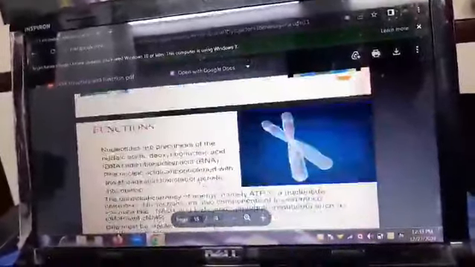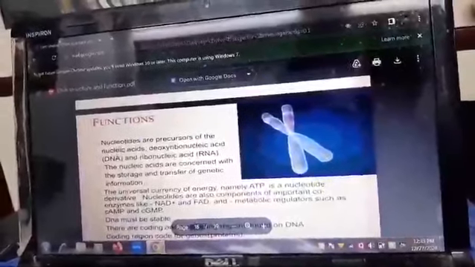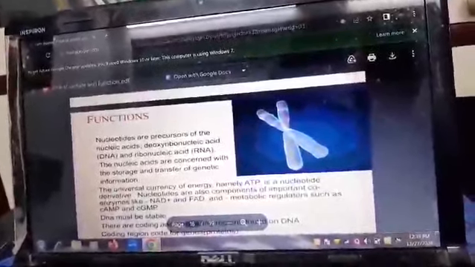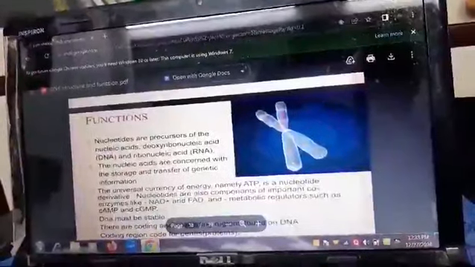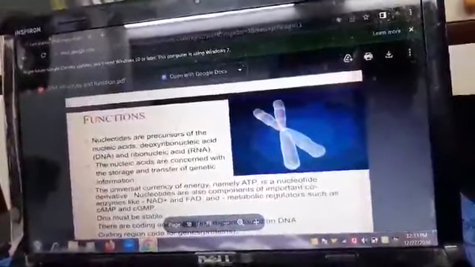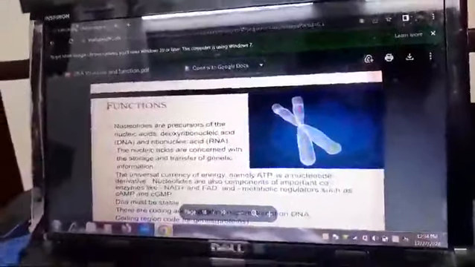And next, function. Nucleotides are precursors of the nucleic acids, deoxyribonucleic acid DNA and ribonucleic acid RNA. The nucleic acids are concerned with the storage and transfer of genetic material, that is, genetic information.